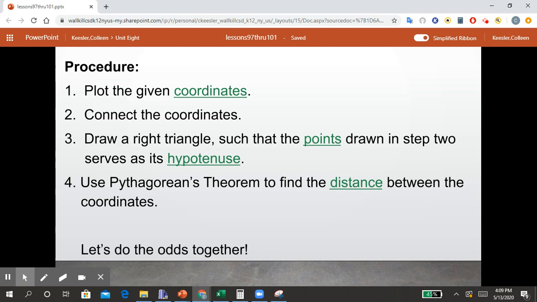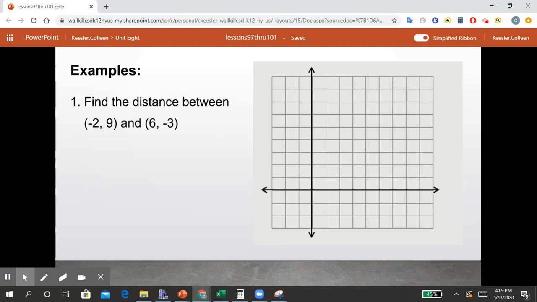Let's do the odds together. Here's our first example. So we're going to start by plotting the points -2, 9 and 6, -3, and eventually find the distance between them. So we know that -2, 9 means we go left 2 and up 9, which is all the way at the top, right there. Then 6, -3 means we go right 6 and down 3, which is all the way at the bottom down here.